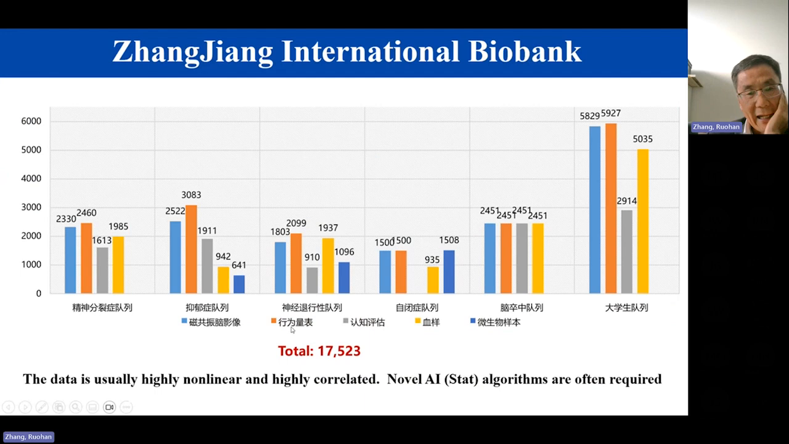Sorry, I did not translate this slide into English, but I can translate it now. We have collected around 20,000 people's data for schizophrenia, depression, degenerative disease, essentially AD, autism, stroke, and normal healthy university students. We also have genetics and image data, behavior data, and gut microbiome.